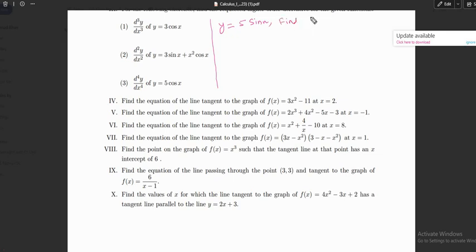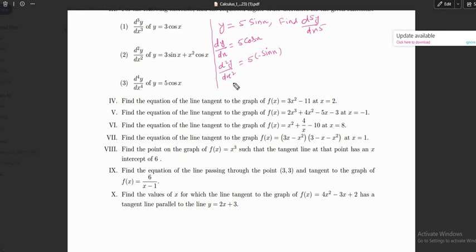Fifth derivative means you need to write all the derivatives step by step. So dy/dx is 5, and the differentiation of sine x is cosine x. This is your first derivative. Again differentiate it, and you will get the second derivative: 5, and the derivative of cosine is minus sine x.